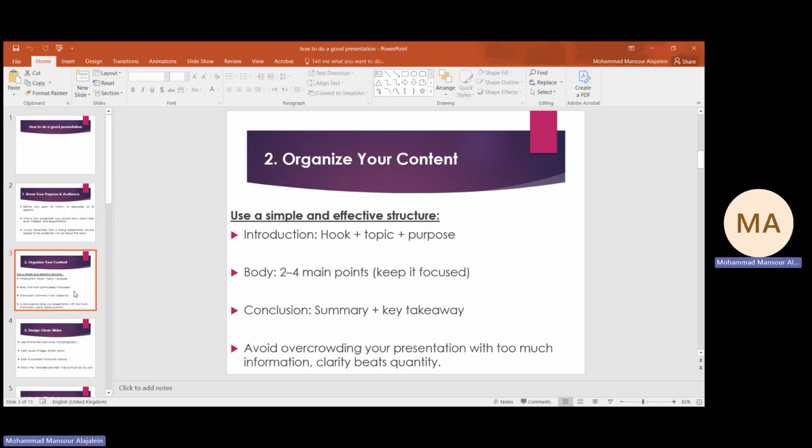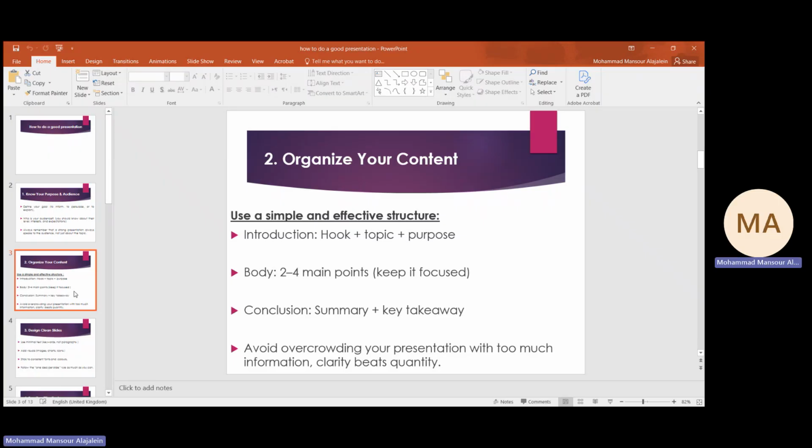And then you have the body, some points, maybe 2, 4, 5, 6 points. It depends on your topic. And these points are headlines that keep you focused throughout your presentation. And also you need to have a conclusion in which you summarize your whole work.